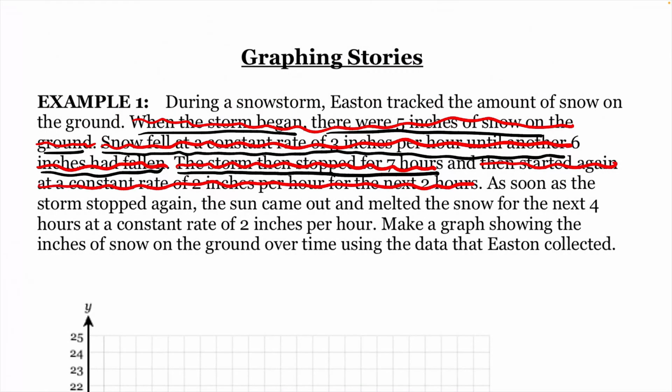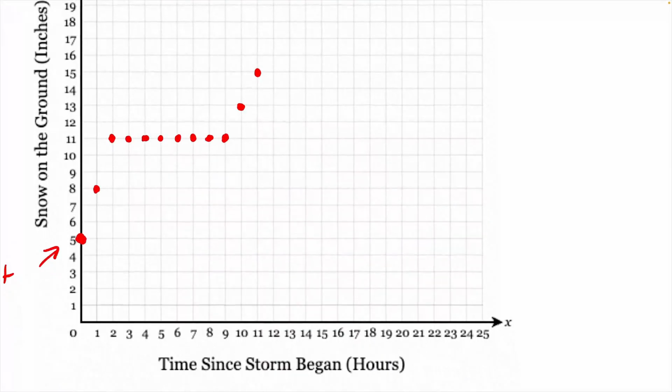Okay, so as soon as the storm stopped again, the sun came out and melted the snow for the next 4 hours at a constant rate of 2 inches per hour. So now the snow is melting. So now we're not going to climb anymore. What are we going to do? We're going to fall, descend, yep. How fast are we going to fall? 2 inches per hour for the next 4 hours.